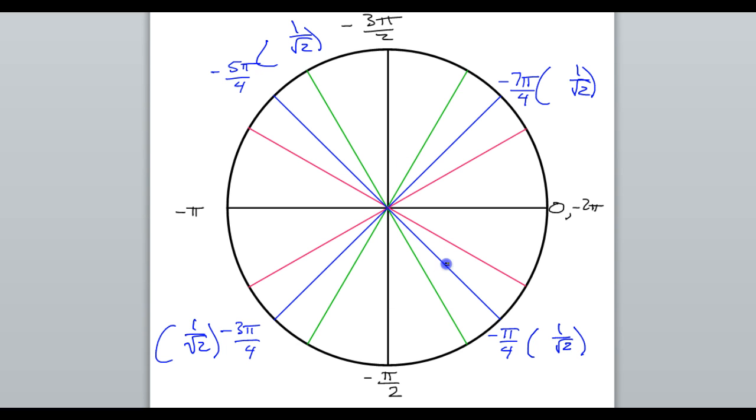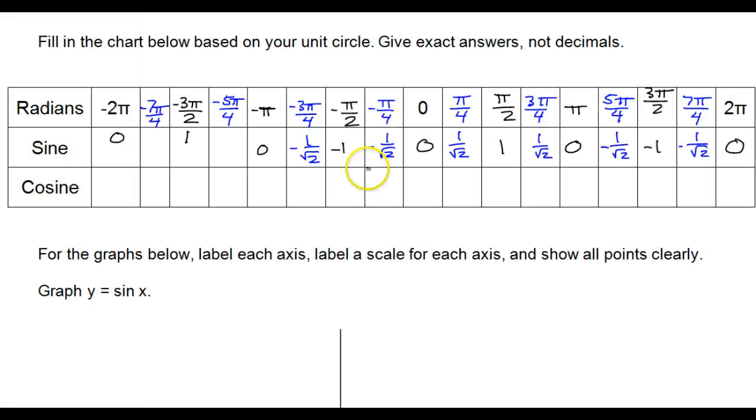It's just that 2 of these will be positive and 2 will be negative. Of course, the 2 that are up above the x-axis will be positive. Because the sine function is the y value, the 2 that are below the x-axis will be negative. So my negative ones will be at negative pi over 4 and negative 3 pi over 4. So there they are. These other 2 will be positive.